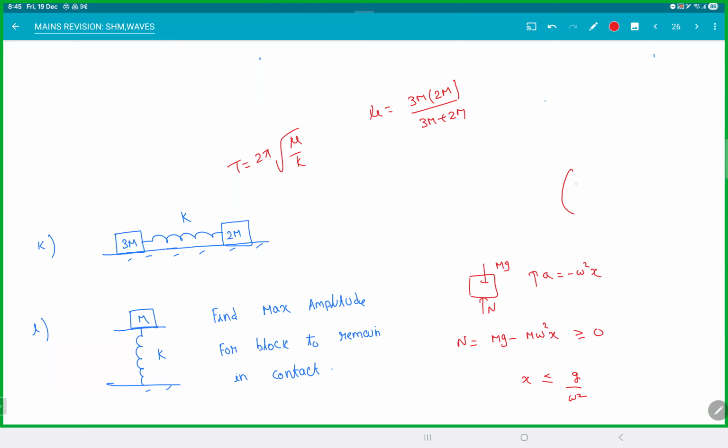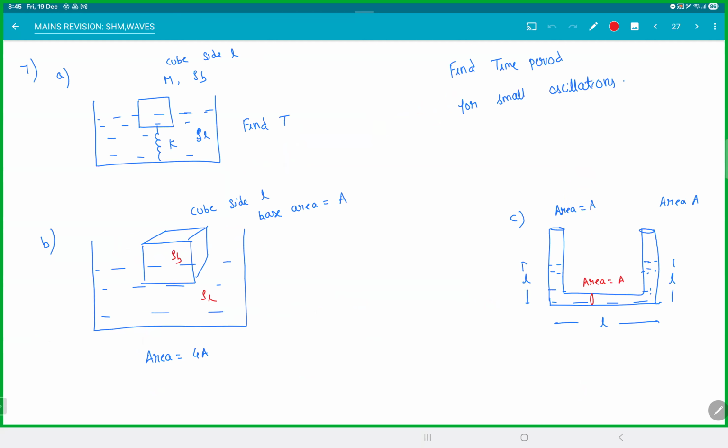A simple way to say this is that the maximum acceleration omega square A must be equal to g, isn't it? If you exceed g, then the platform will go faster than g and they will lose contact. Clear? That's another standard equation. Find the acceleration so that the block will lose contact or does not lose contact. Any doubts on this?